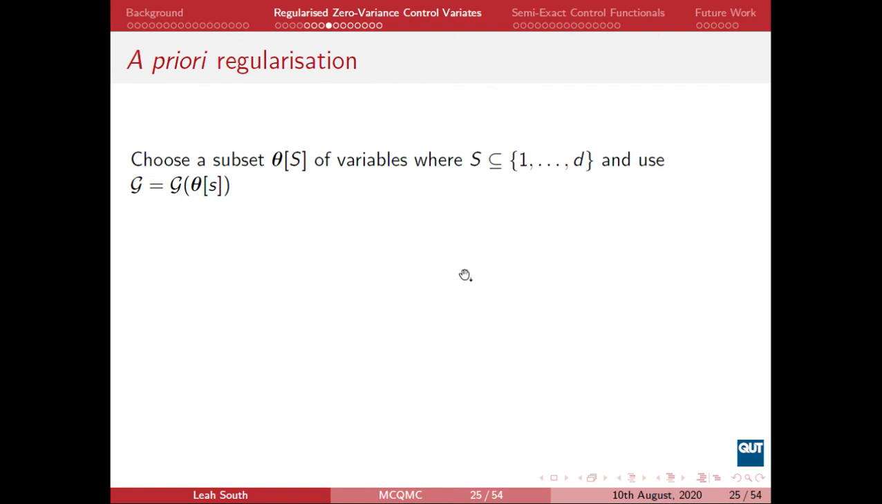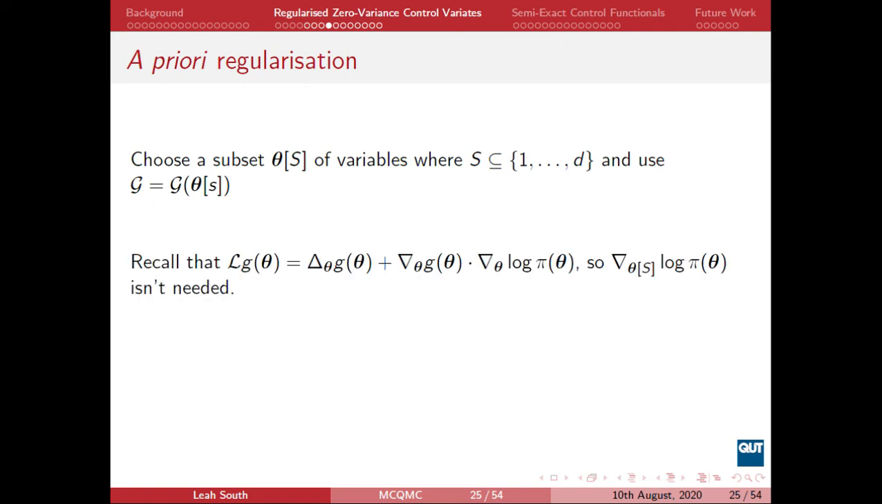The third approach we call a priori regularisation. The idea is that typically we're going to build our polynomial, or in general our function g, based on all of our d dimensions or variables. But actually, perhaps we could get reasonable performance by only using a subset of our dimensions. One of the reasons you might do this is because you can write the Stein operator in this form here, and you'll notice that the gradients of the log target only appear in a dot product with the gradients of g. So if you build your g only on a subset of the dimensions, then you don't need the remaining dimensions' gradients of the log target with respect to that.